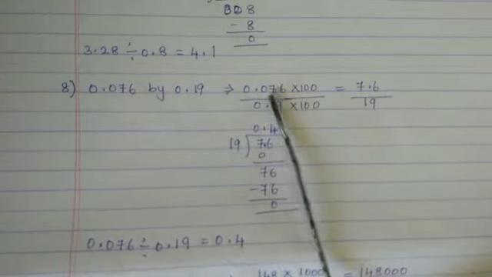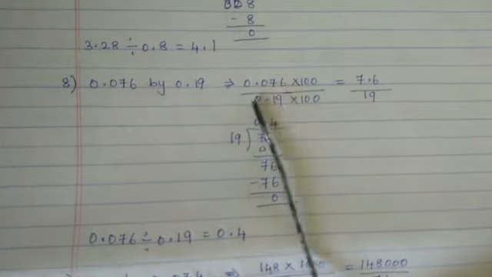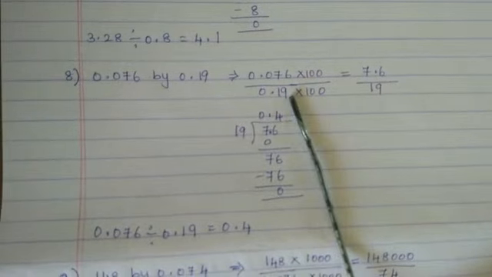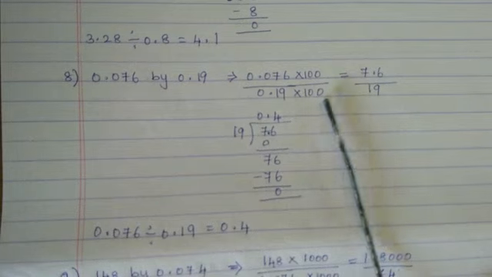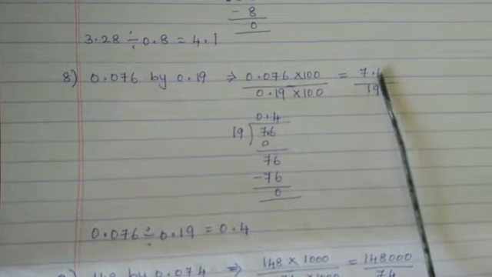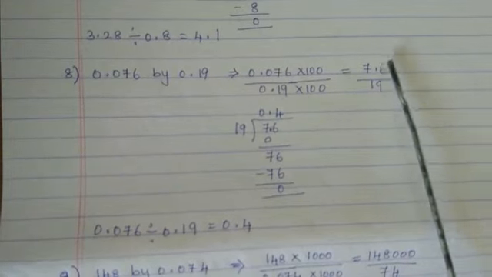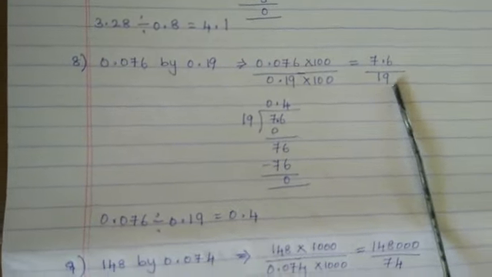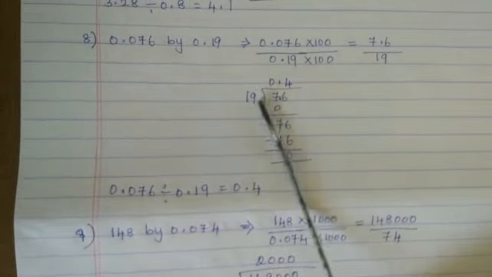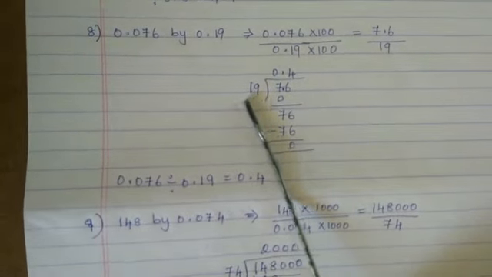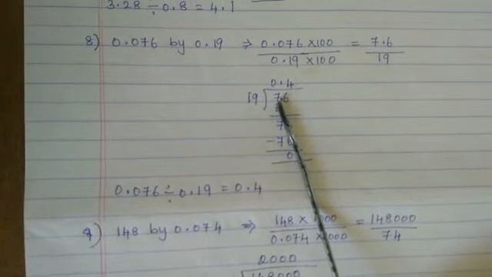So write the decimal numbers like this, 0.076 divided by 0.19. We have to multiply both numerator and denominator by 100. So the answer will be 7.6 divided by 19. Now the division is decimal number by a whole number, so we follow the same process. 7.6 divided by 19. Here the divisor contains 2 digits, but the whole number contains only one digit.